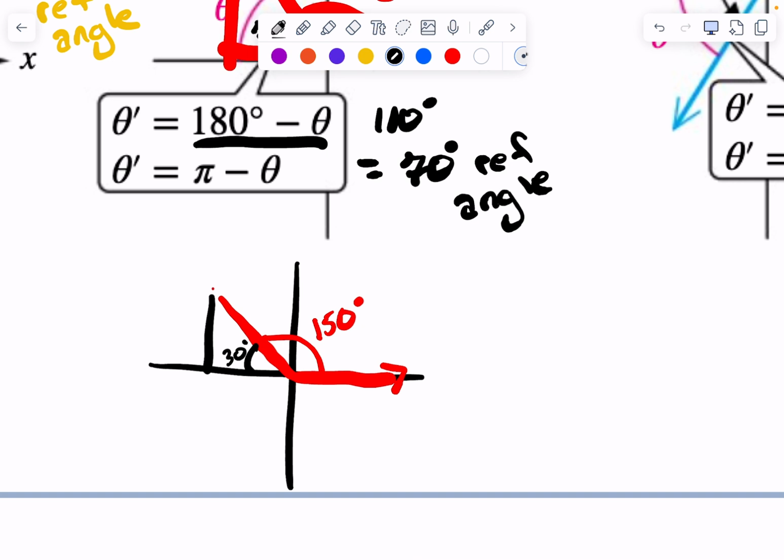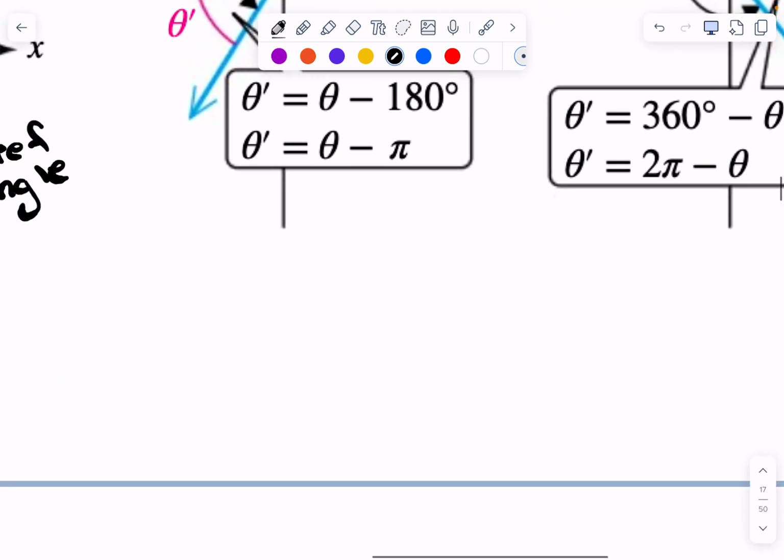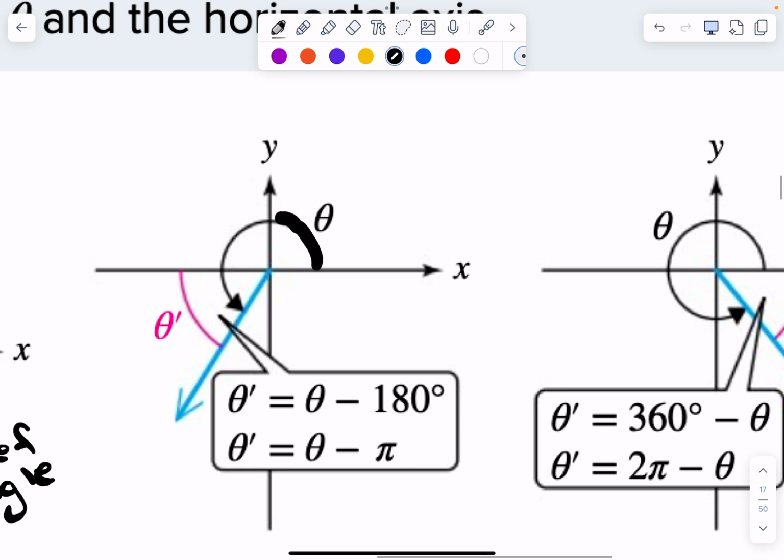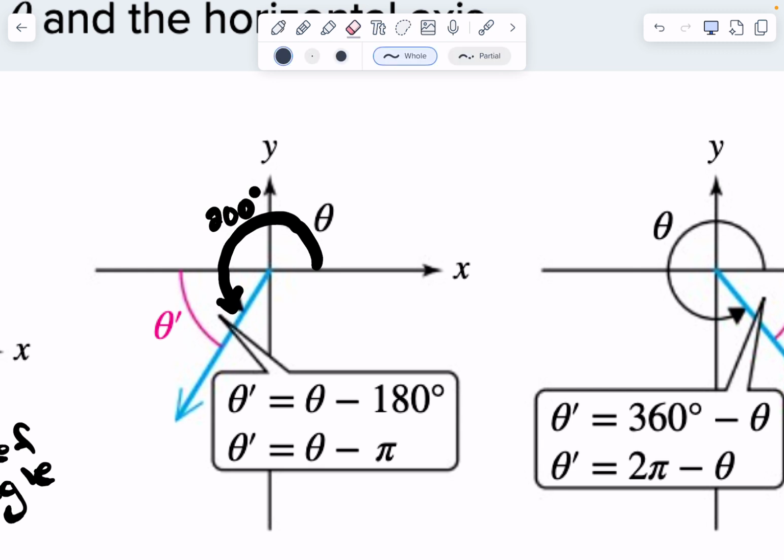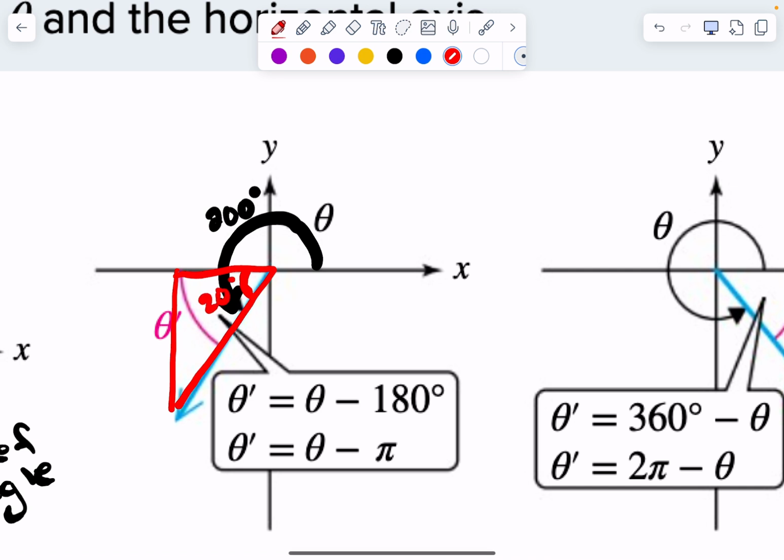Got it? Okay, third quadrant. Let's do an example of something in the third quadrant. 180 is right there, so let's say like 200 degrees. Your bow tie angle is this angle right here. What's the amount of that bow tie angle if we're talking a 200 degree angle? 20. So you took the angle and you subtracted 180 that time, right?